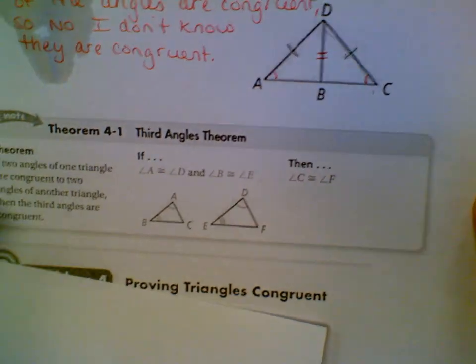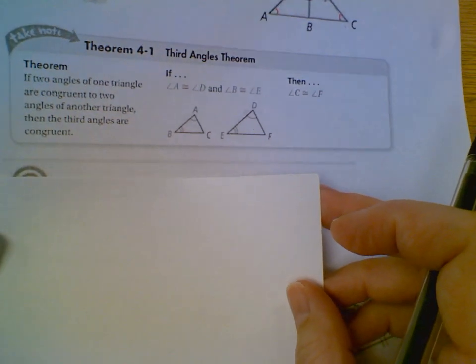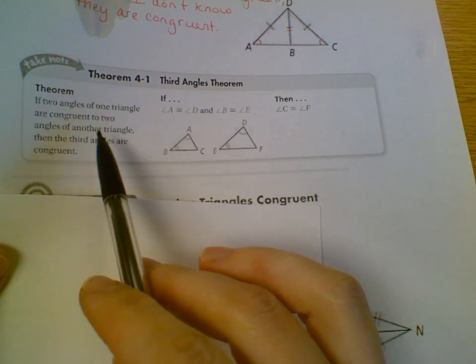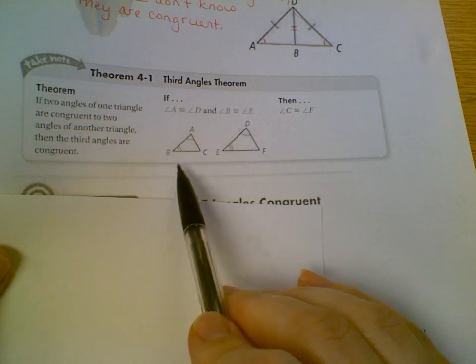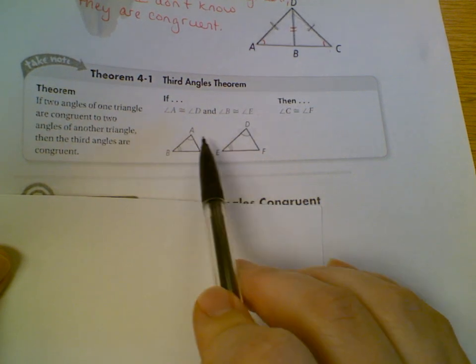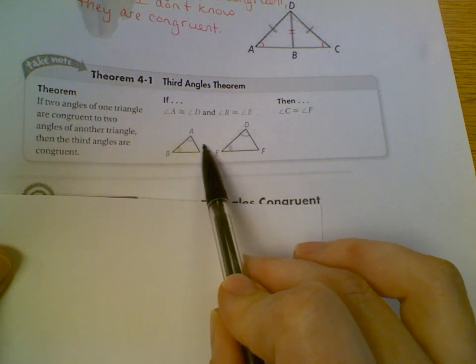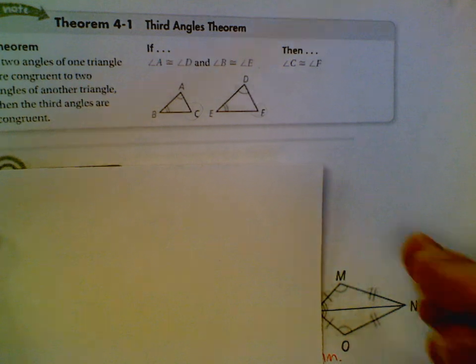Okay, last piece in this first section is the third angles theorem. It says if two angles of one triangle are congruent to two angles of another triangle, then the third angles are congruent. Should make sense. If I know this angle is congruent to there and that angle is congruent to this one, it would only make sense that the last angle would have to be congruent, having that same measurement.